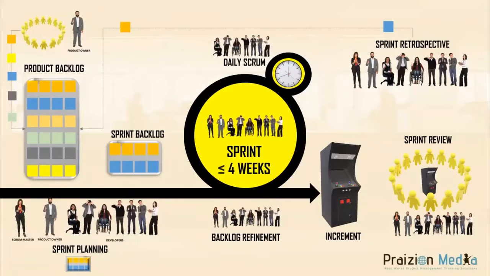You can see we have 3 roles: product owner, scrum master, and developers, 5 ceremonies that are officially recognized. That is sprint planning, the sprint review, sprint retrospective, and daily scrum. And we have 3 artifacts: product backlog, sprint backlog, and increment.